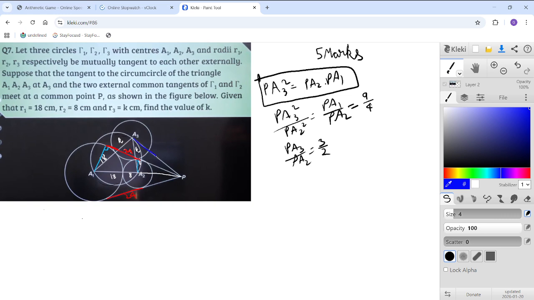इसकी हमको length पता है, I'm marking them. And we know the ratio of this line, and we can get the value. I'm going to get the values in the next approach. This is an easier one, but it's hard to think. Alright, so PA3 over PA2 is 3 by 2. You can assume it to be 3x, you can assume it to be 2x.